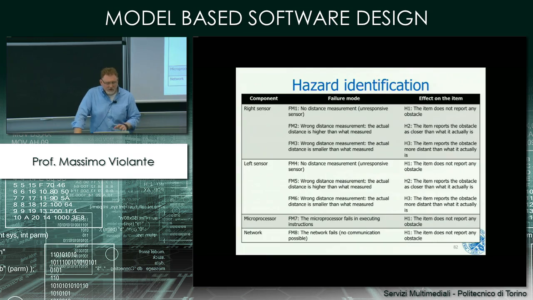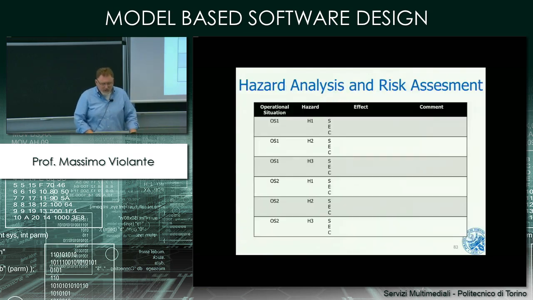Okay. So here we identified the hazards. We identified the operational situations. We have to put them in a matrix. So for each operational situation and for each hazard, we have to guess severity, exposure, and controllability. Okay? So this is what we have. Operational situations 1 and 2, hazards 1 to 3. Operational situations 3 and 4, hazards 1, 3. Okay?